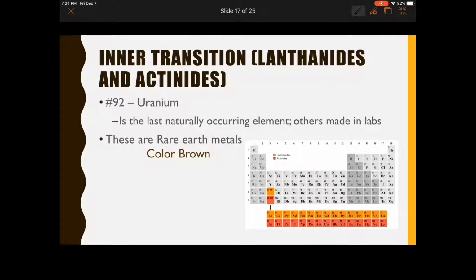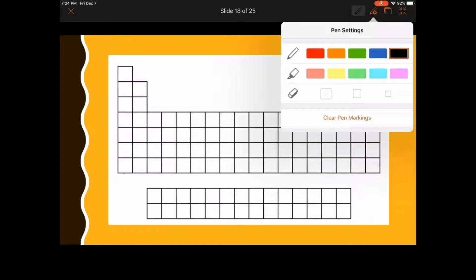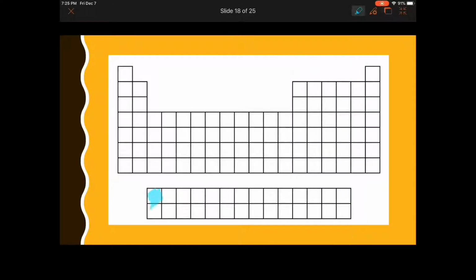So on your periodic table, we are going to color these brown. Again, this is the area that is lifted out of the periodic table. I don't have a brown, so I'm going to color them a nice light blue. You can make any notes that you want to help you make different connections with this periodic table.